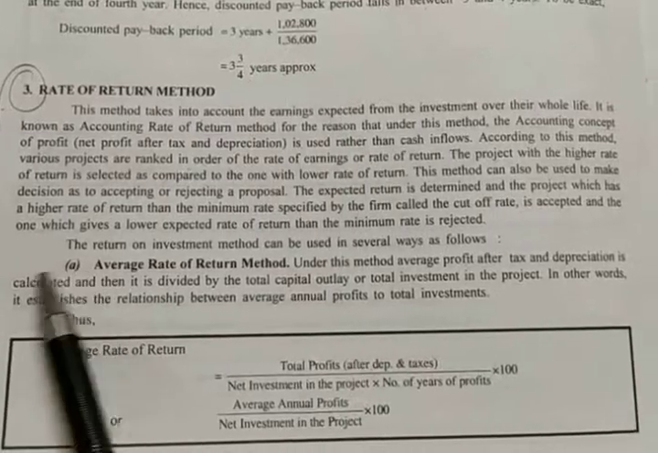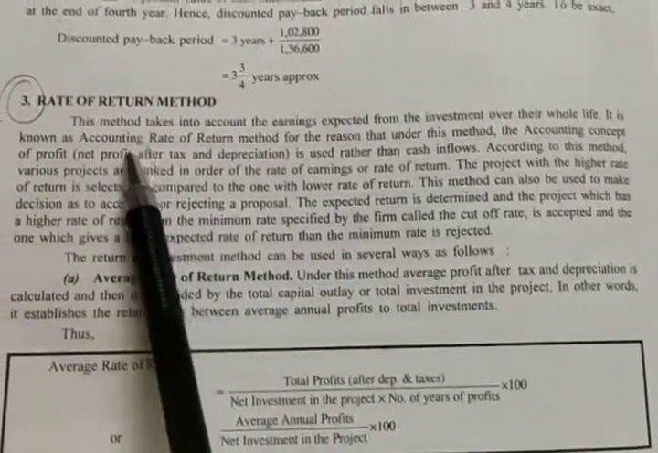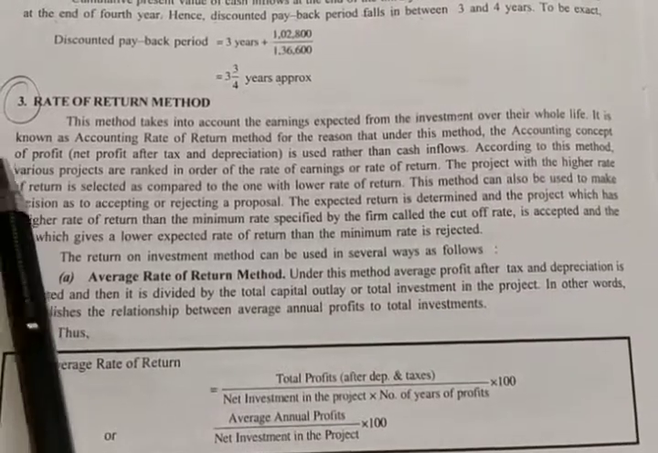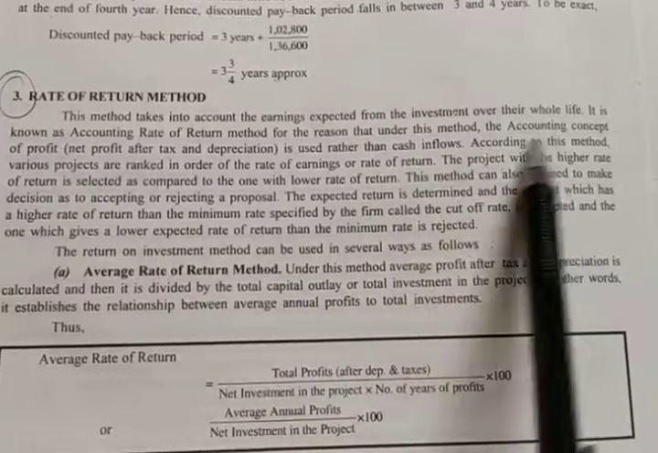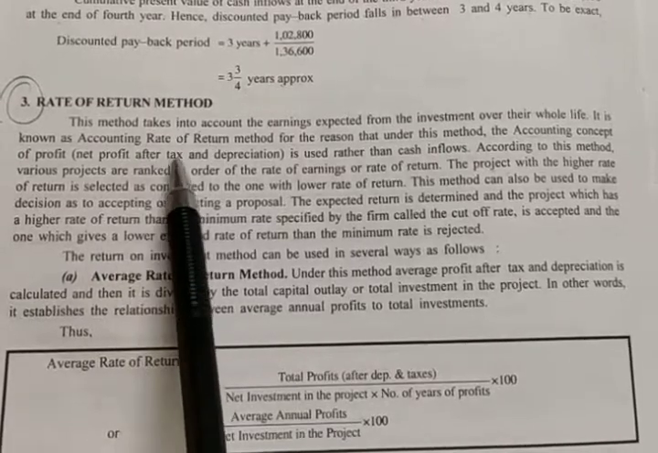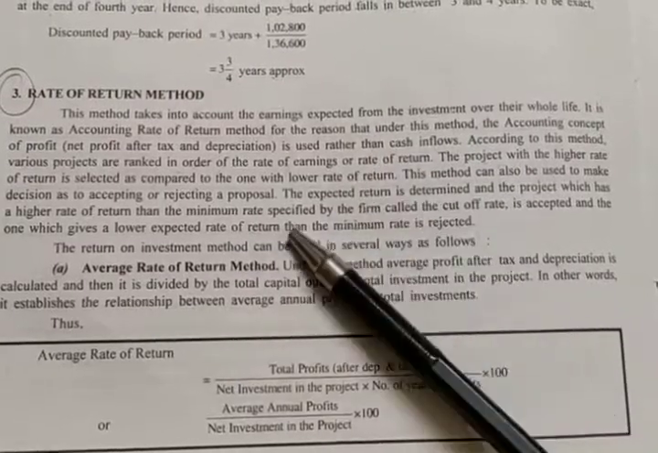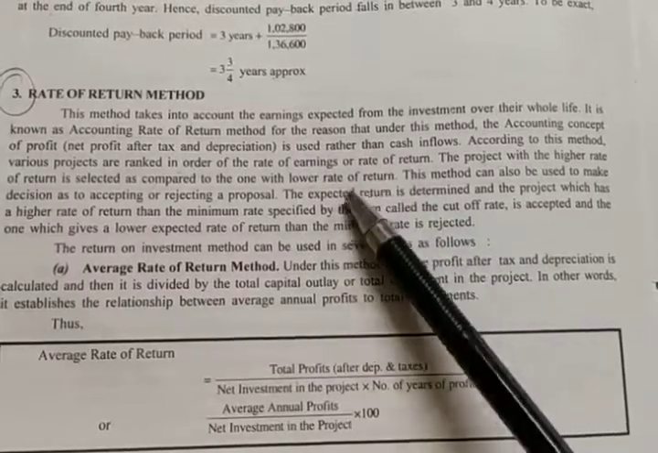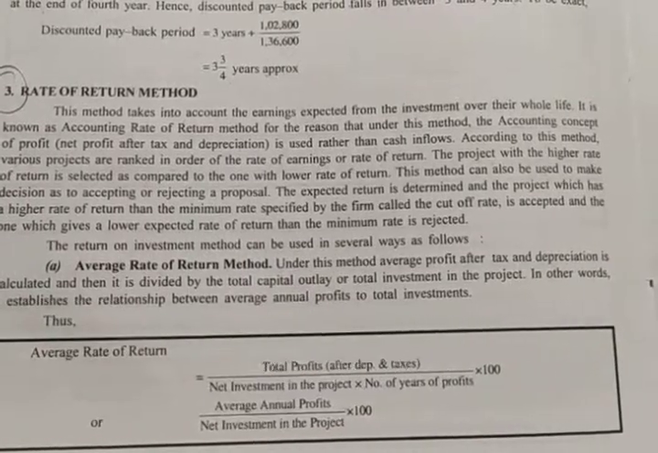So today we are going to study the third method, that is rate of return, which comes under traditional methods. This method takes into account the earning expected from the investment over the whole life. It is known as accounting rate of return method for the reason that under this method the accounting concept of the profit, that is net profit after tax and depreciation, is used rather than cash inflows. So we are going to reject some of the projects which are of lower rate of return, and we are going to accept some of those projects which are of higher return.